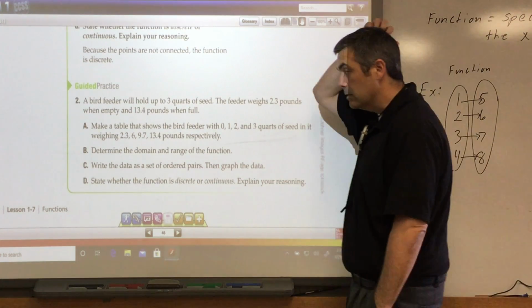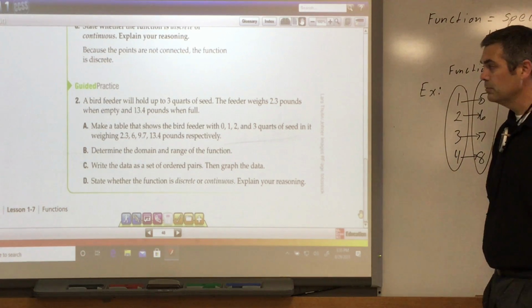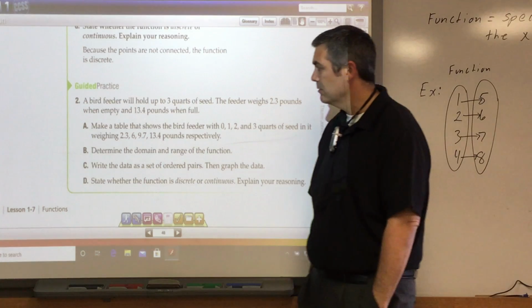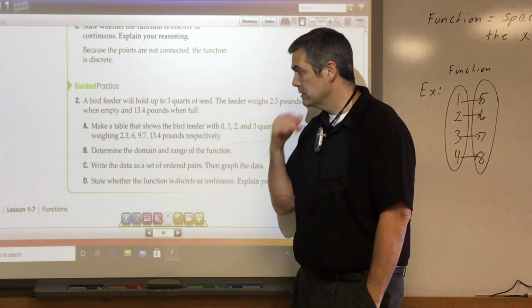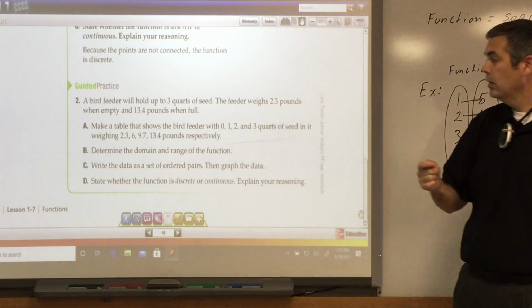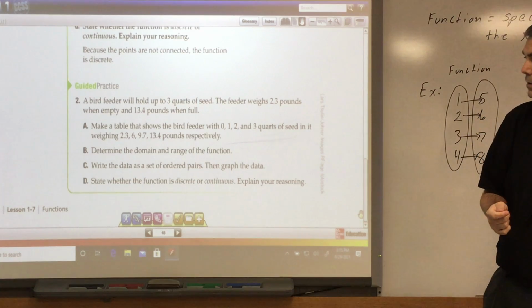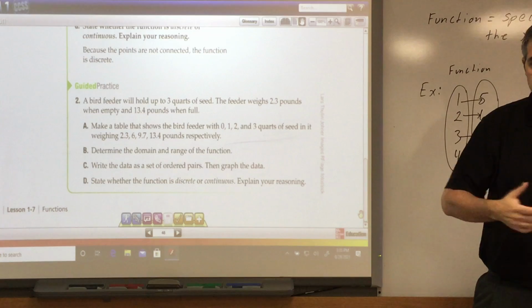Okay. Let's do this one. I like this one. A bird feeder will hold up to 3 quarts of seed. The feeder weighs 2.3 pounds when empty and 13.4 pounds when full. So they tell you all this information. They say make a table that shows the bird feeder with 0, 1, 2, 3 quarts of seed in it, weighing 2.3, 6, 9.7, 13.4 pounds respectively.